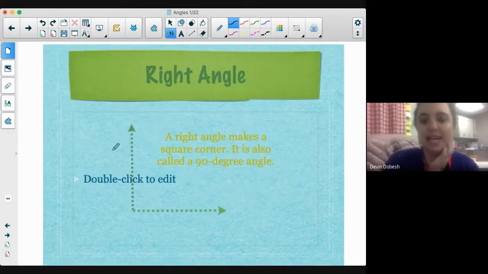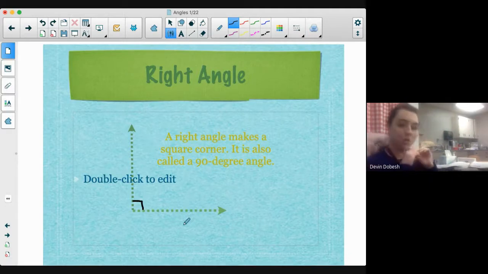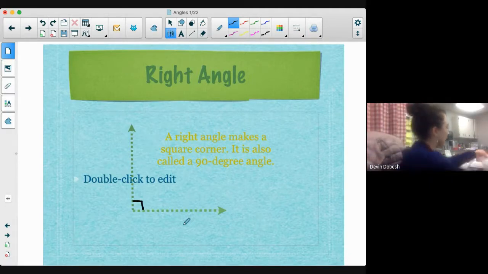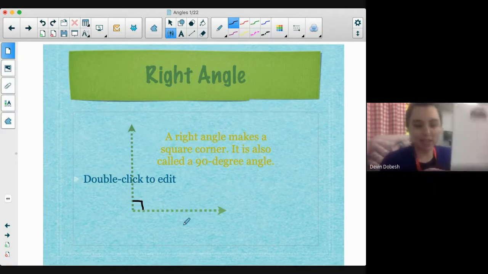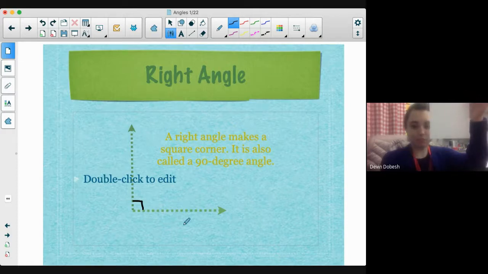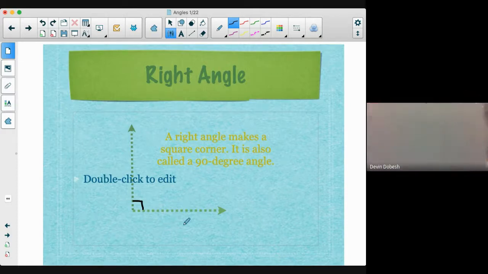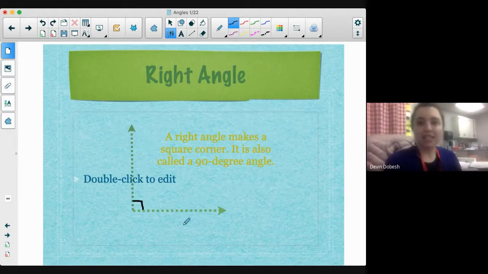It says a right angle. A right angle makes a square corner. It's called a 90-degree angle. When we mark a right angle, we make a little square to show that it is a right angle. It's like the square corner of a piece of paper. That's the easiest way to think about a right angle. If you put the corner of a piece of paper onto the angle and it matches up perfectly, that makes it a right angle.